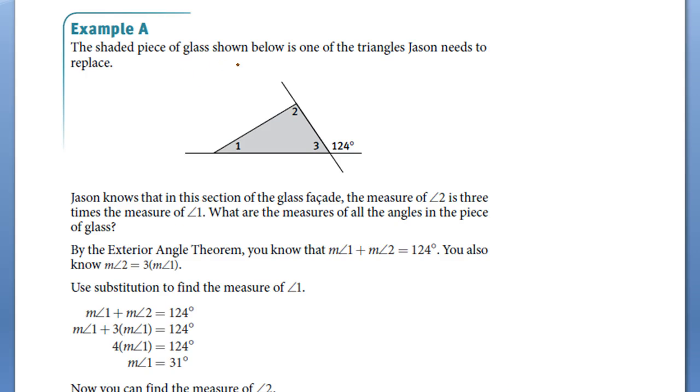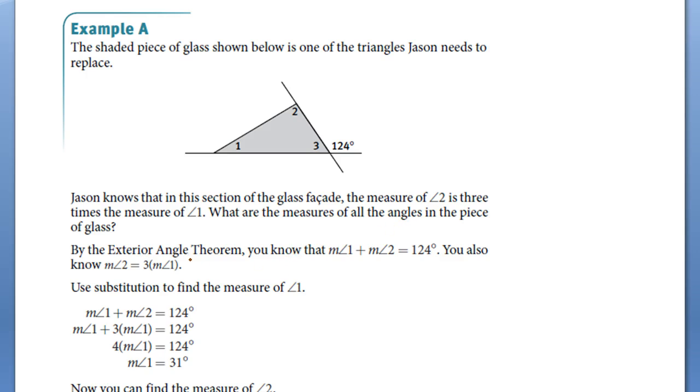Here's an example that would use that theorem. The shaded piece of glass shown below is one of the triangles that Jason needs to replace. Jason knows that in this section of the glass facade, the measure of angle 2 is 3 times the measure of angle 1. What are the measures of all the angles in the piece of glass?